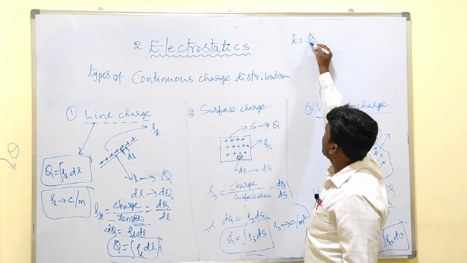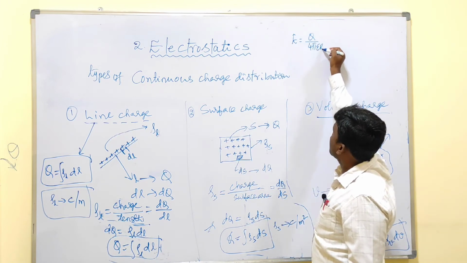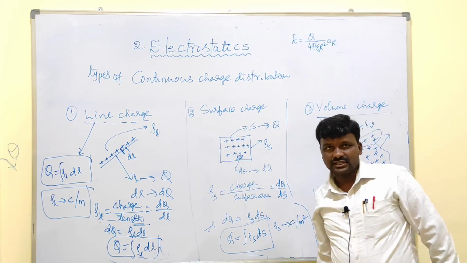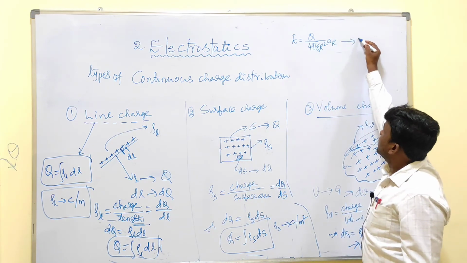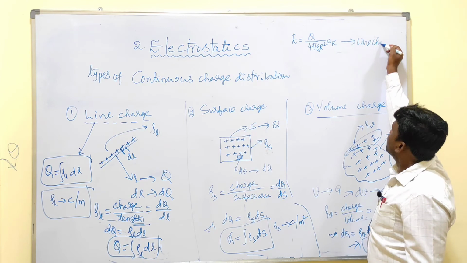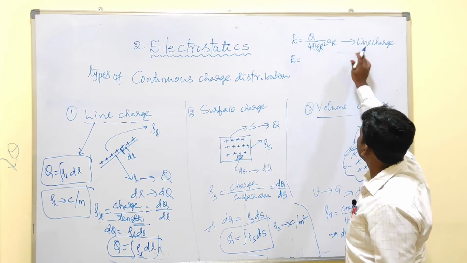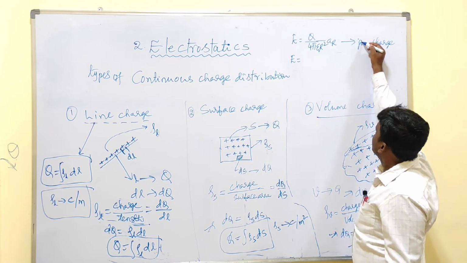Okay. Already we derived the electric field intensity due to a point charge as E equal to Q by 4 pi epsilon r square AR, and the medium you need to take is free space. This expression is for a point charge.